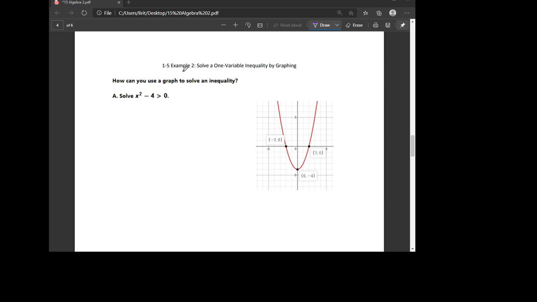This is example 2 from lesson 1-5 in the SavvasRealize Algebra 2 textbook. In this video we are covering solving a one-variable inequality by graphing. The graphs in this section are done on the Desmos calculator, which is a free graphing calculator. I recommend that you either download the app to your phone or you just keep it open in another tab because it's super useful.